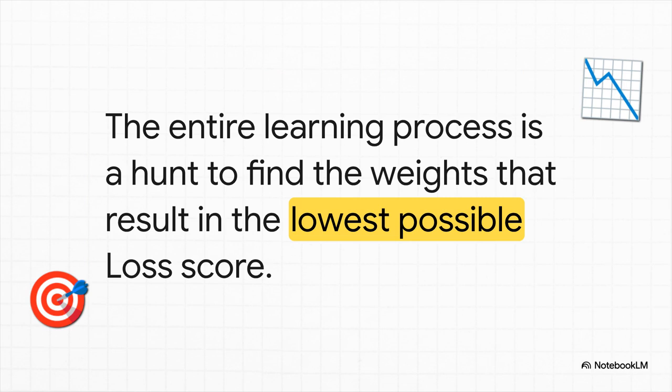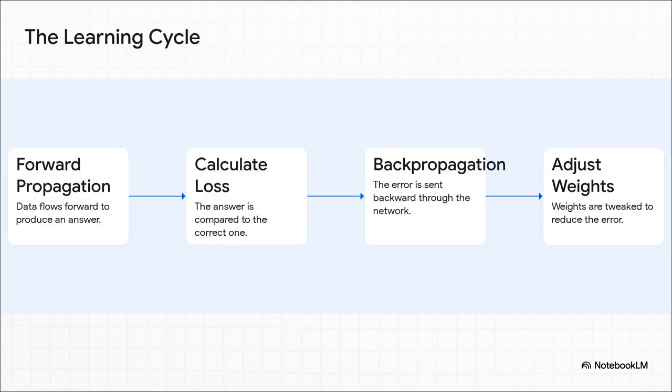That's it. The entire training process is just one massive, relentless hunt for the one perfect setting of all those millions of knobs that gives it the lowest possible error score. This hunt happens in a loop that just goes over and over and over. First, the data flows forward through the network and it makes a guess. Second, the loss function calculates that error score.